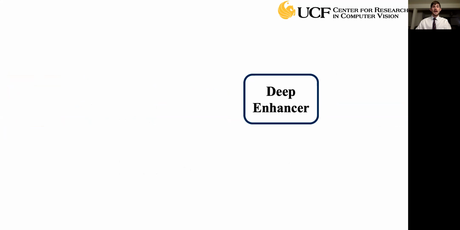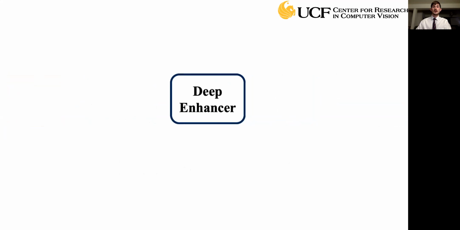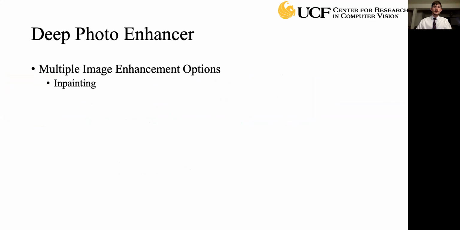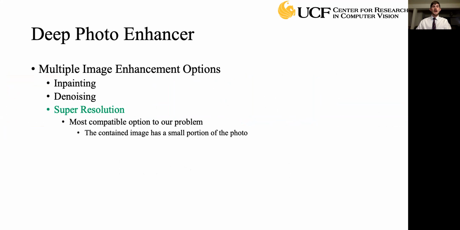Now, we'll look at the deep image enhancement segment of our model. There are multiple kinds of image enhancement networks we could use in our model, such as inpainting or denoising, but we found that a super resolution network best suits our model. Super resolution networks are designed to pull detail out of low resolution images, which is perfect for correcting images that are only a small portion of our original photo.